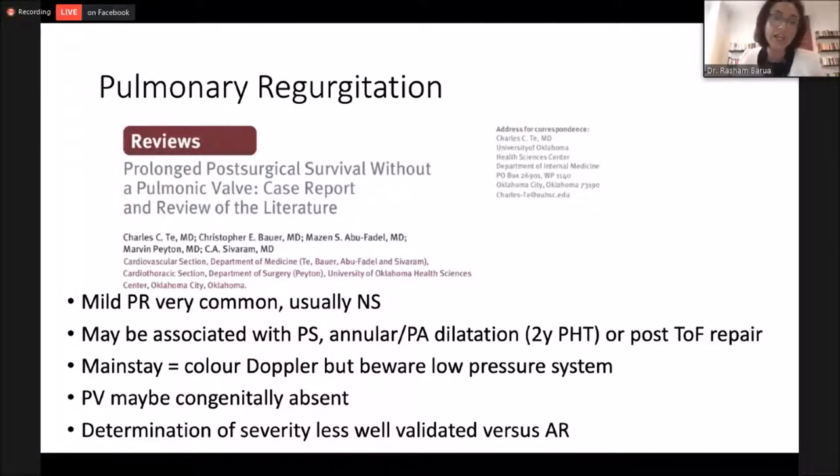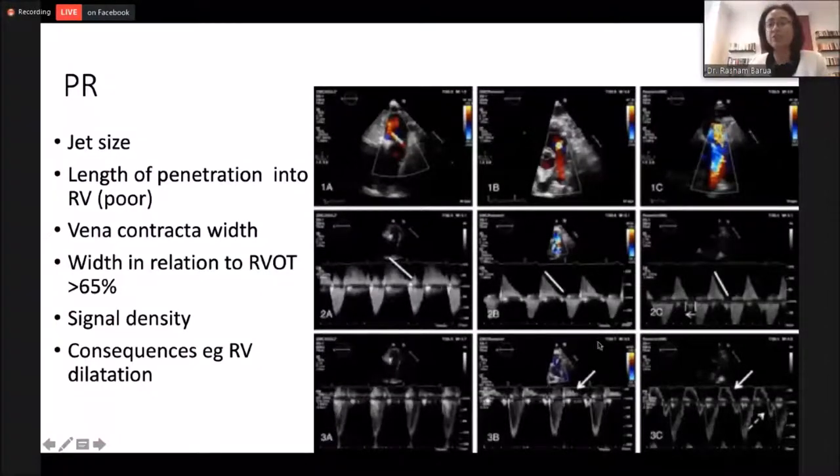Oh, and I should have said, it's very common to get a little bit of mild PR, which usually has absolutely no clinical significance whatsoever. The RV seems to tolerate extra volume relatively well, in fact. These images on the right are for patients post tetralogy of Fallot repair. In the left-hand column, mild pulmonary regurgitation; in the middle column, moderate; and on the right, severe. In mild, as I say, very common, you or I may well have a little bit of mild pulmonary regurgitation, and you can see that there's no diastolic flow reversal in the branch pulmonary arteries, compared to moderate and severe.